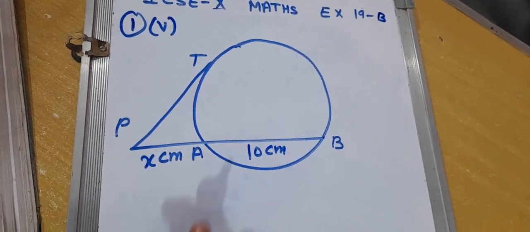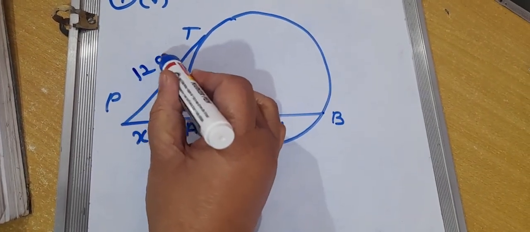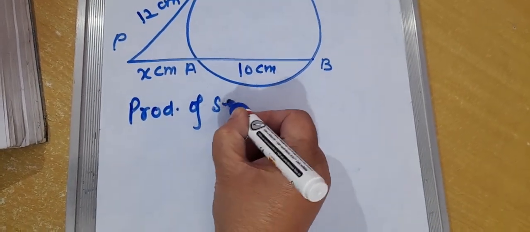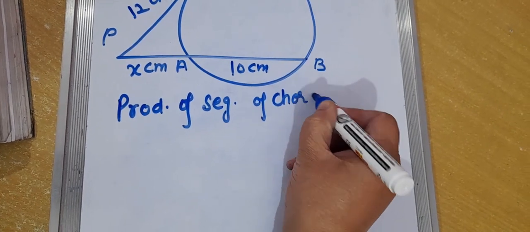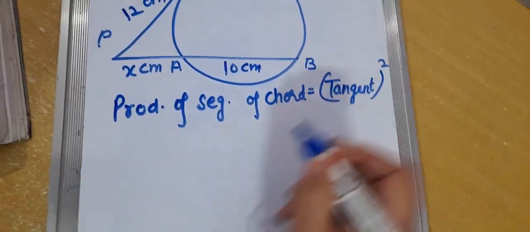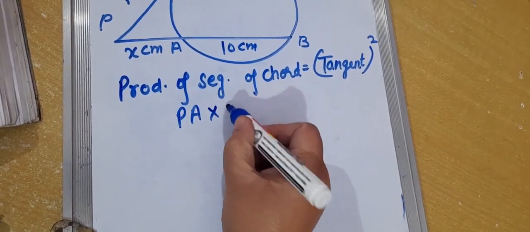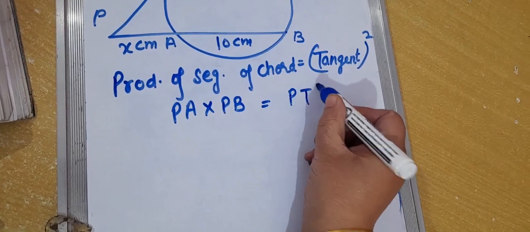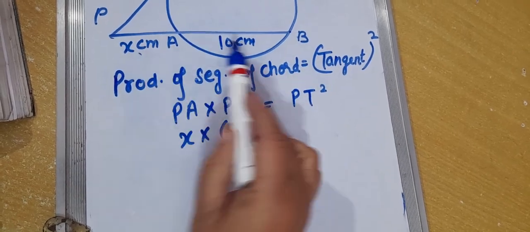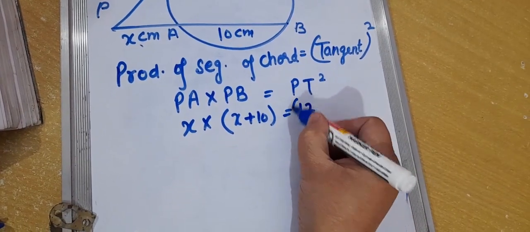Question number 1, subpart 5, we are given this figure. We have to find the value of X. TP is given 12 centimeter. We will use the property, that is product of segments of chord equal to tangent square, as we used in the last question. So product of segments are PA and PB. So PA into PB will be equal to PT square. PA is X, and for PB we will write X plus 10. So this is equal to PT square, and PT is 12.